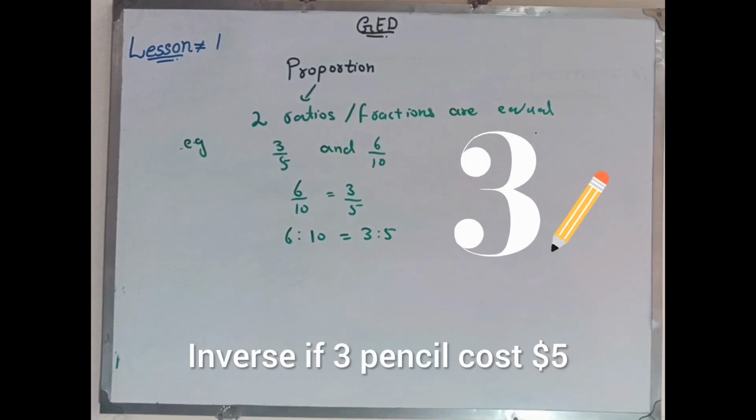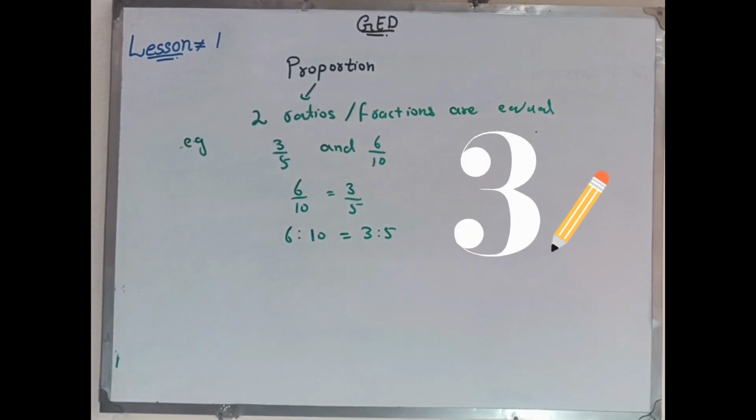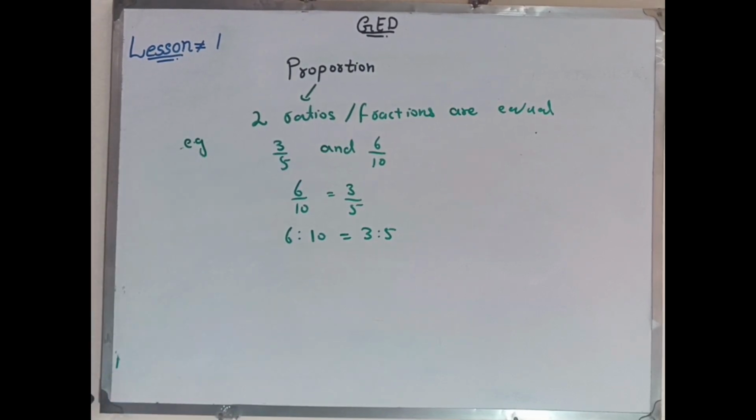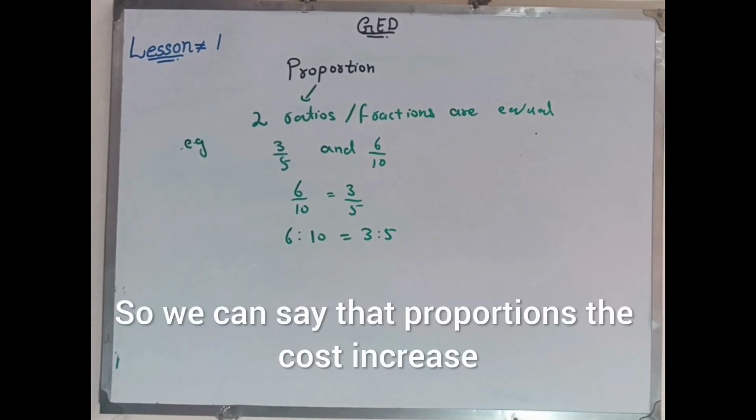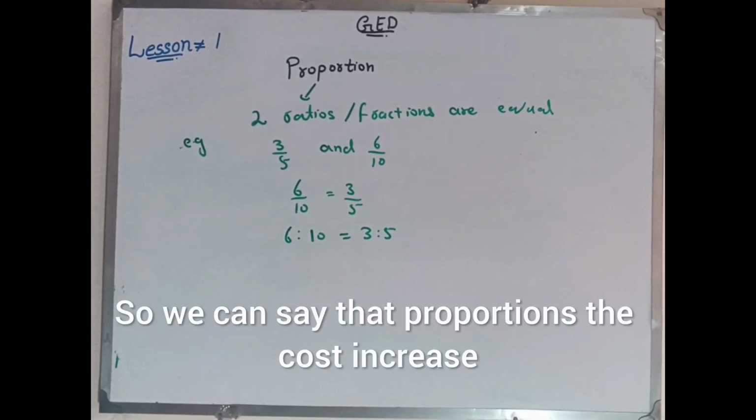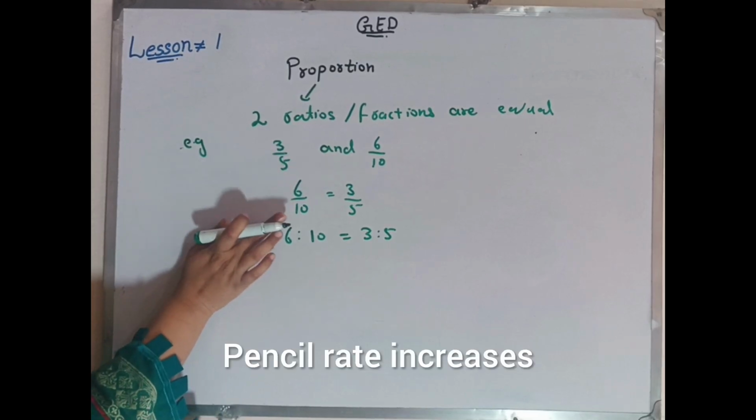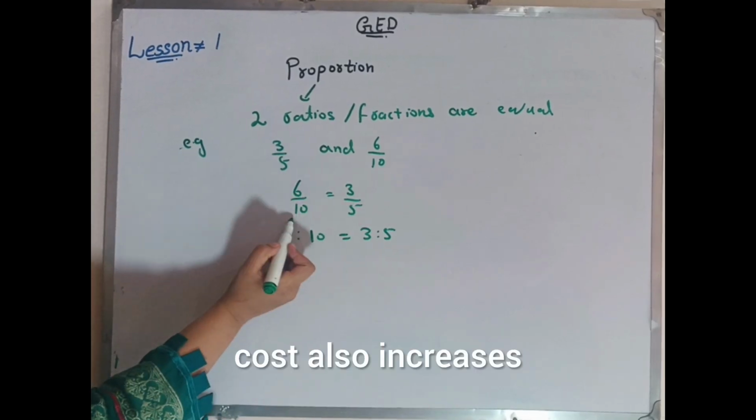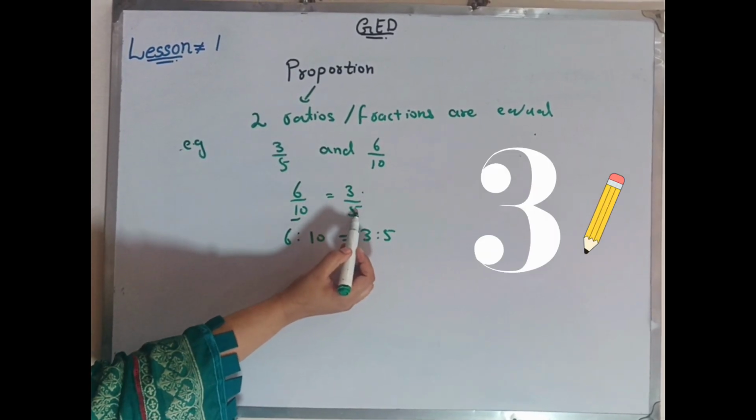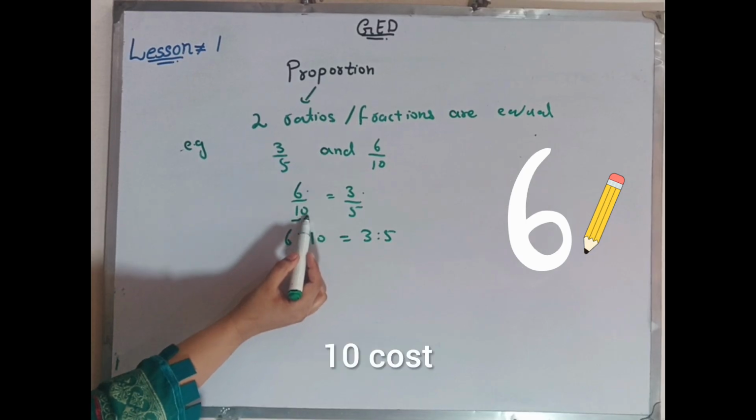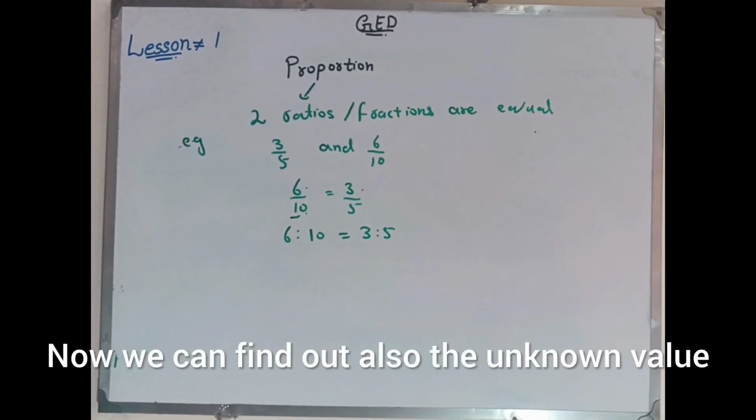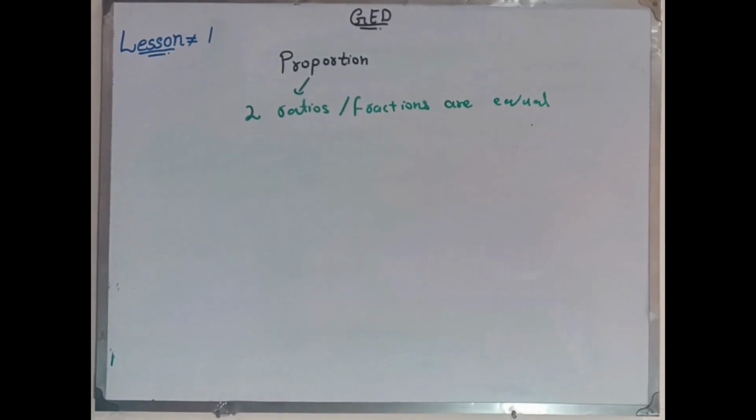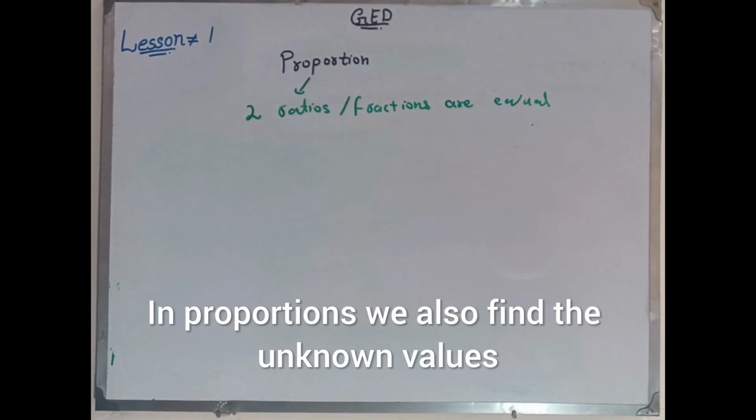Take an example: if 3 pencils cost $5, then 6 pencils cost $10. So we can say that in proportions, the cost increases at the same rate. Number of pencils increases, cost also increases. 3 pencils, 5 cost. 6 pencils, 10 cost. Now we can also find the unknown value by the proportion. In proportions, we also find the unknown values.